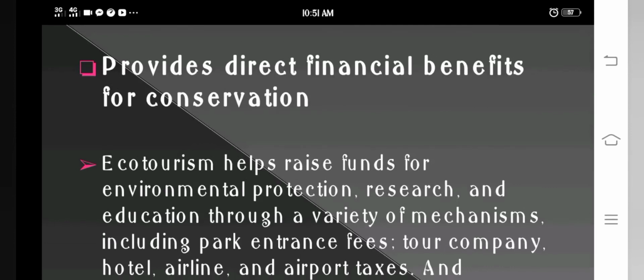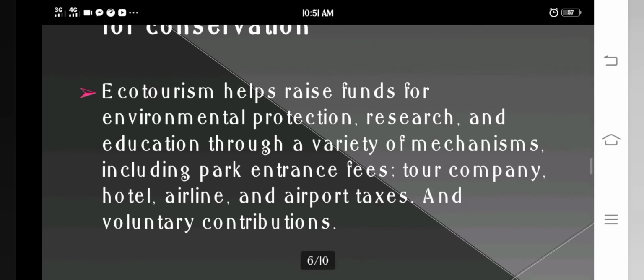Provide direct financial benefits for conservation. Ecotourism helps raise funds for environmental protection, research, and education through a variety of mechanisms, including park entrance fees, tour company, hotel, airline, and airport taxes, and voluntary contributions.